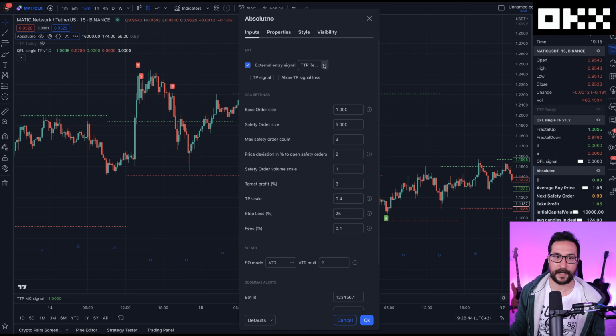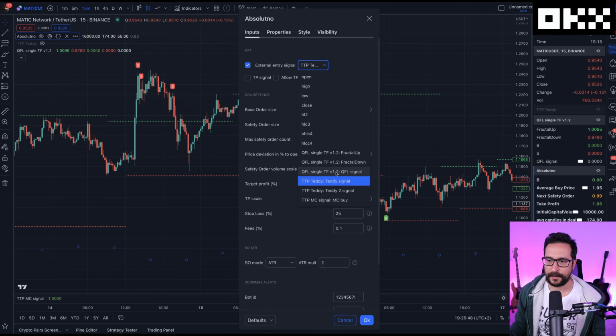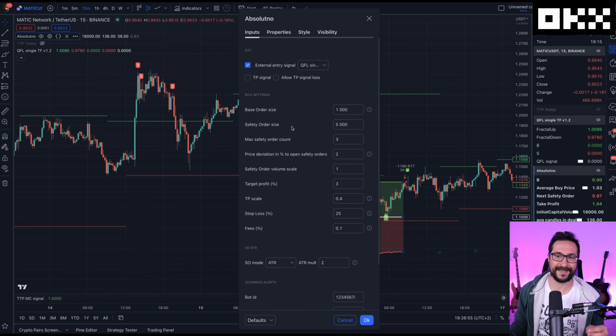I'm going to connect Absolutno with QFL. I need to use this one, QFL signal. At the moment, Absolutno expects a number 1 as a signal to enter a deal and a number 2 to exit a deal. But if you have TP signal unselected, it means that it will ignore the signal to exit.